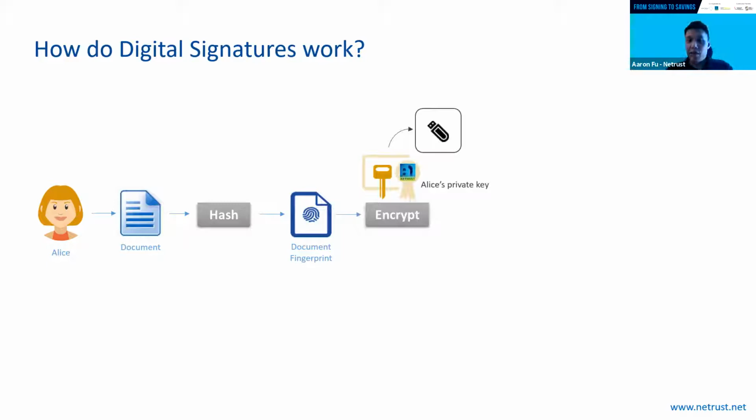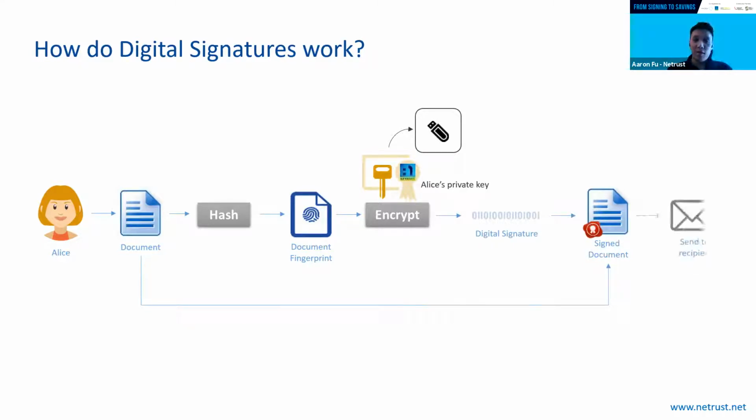After a hash is created, Alice will use her private key. Typically for NetTrust, we store this private key in a USB crypto token. She uses her private key to encrypt this fingerprint to create a digital signature. This digital signature is then embedded in the document to create a digitally signed document. This digitally signed document can then be sent to the recipient. So put simply, at a high level, this is how digital signatures work.